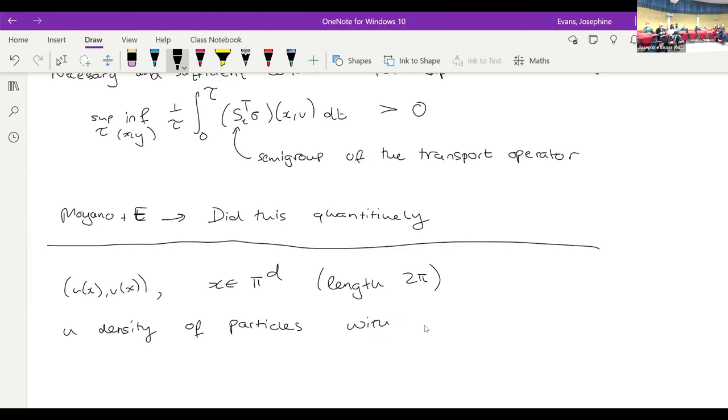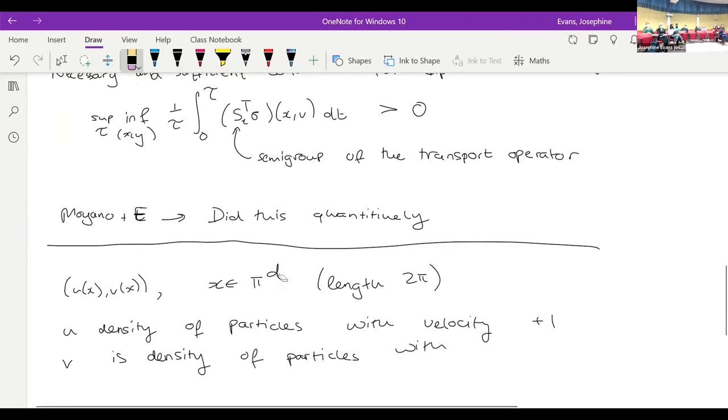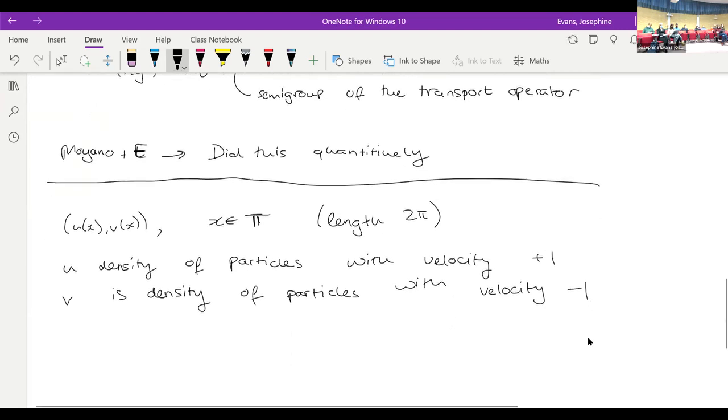With velocity +1. And v is the density of particles... Oh, sorry, they're not in the torus of dimension D. They're in just the 1D torus. So v is the density of particles with velocity -1, and the equation looks like this.